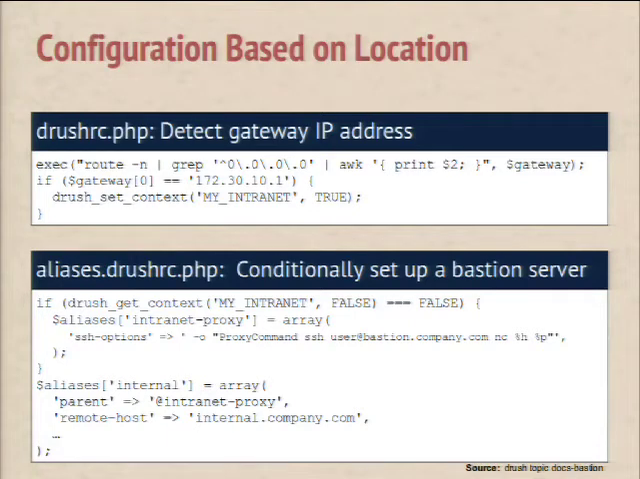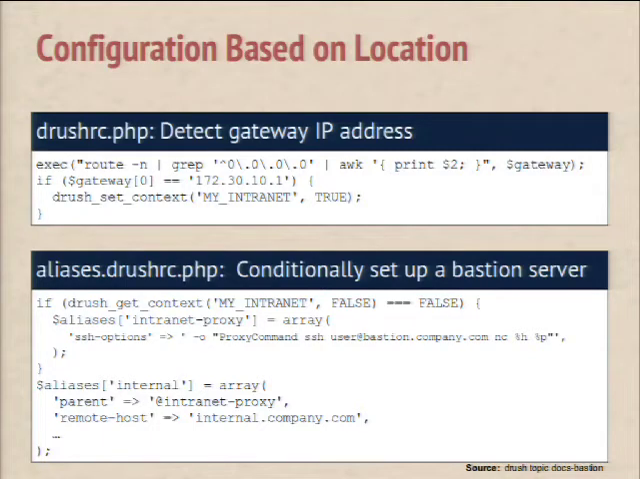You can also do your configuration based on location. This is a little example of something that I do in my Drush configuration. I check to see if my current network's gateway is the gateway that my company is set up with. And if it is, then I set a context that says that I'm inside of my company's intranet. And I use that context later inside of my aliases file. So if I'm not inside of my company network, then I add additional SSH options to add a proxy command to send all of my SSH connections through a Bastion server.